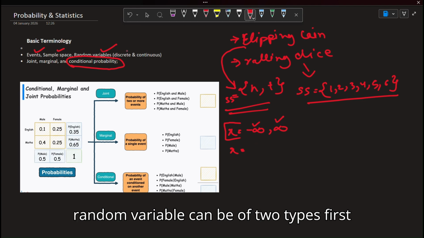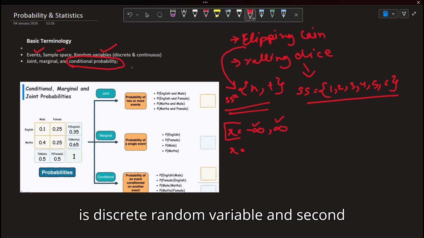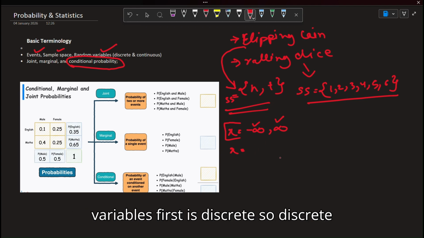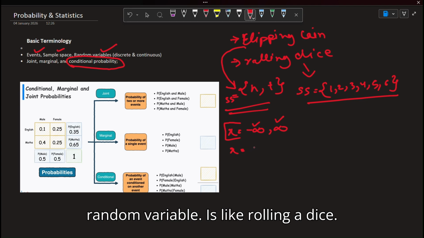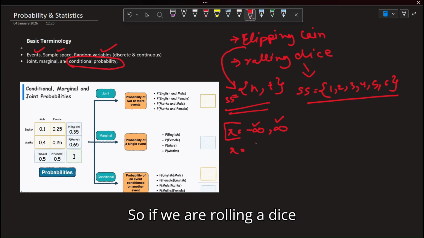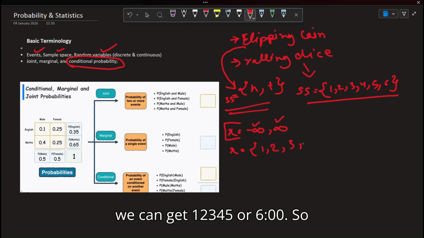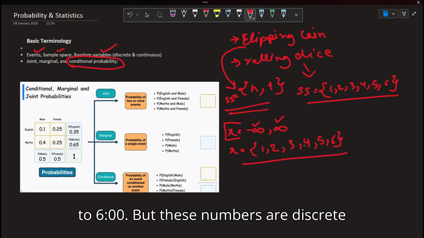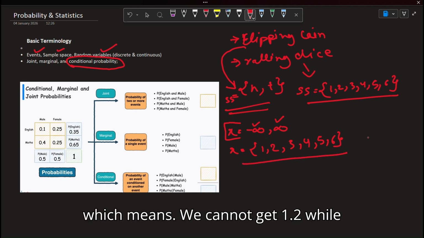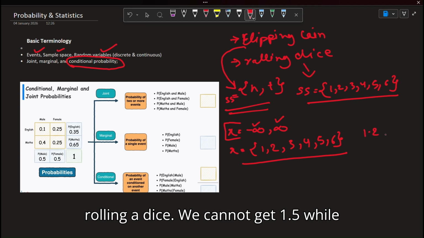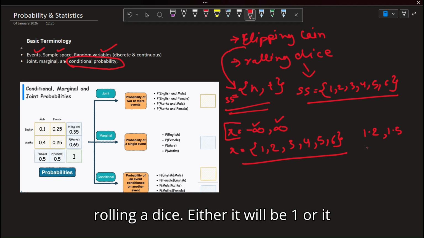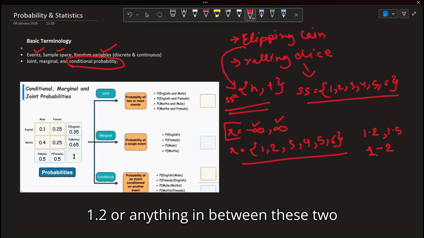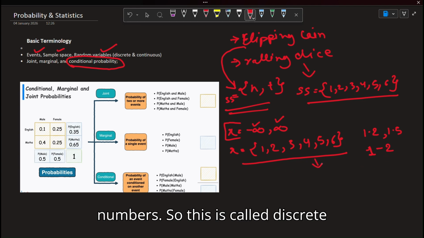Now a random variable can be of two types. First is discrete random variable and second is continuous random variable. A discrete random variable is like rolling a dice. We can get 1, 2, 3, 4, 5 or 6, but these numbers are discrete, which means we cannot get 1.2 or 1.5 while rolling a dice. Either it will be 1 or 2, with nothing in between. This is called a discrete random variable.